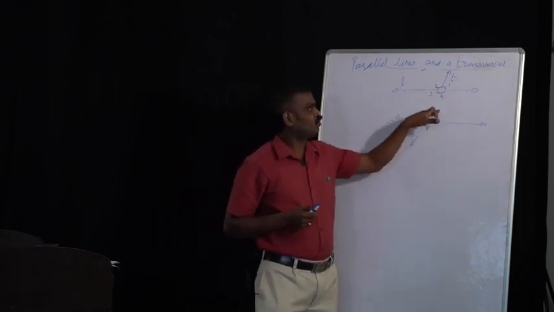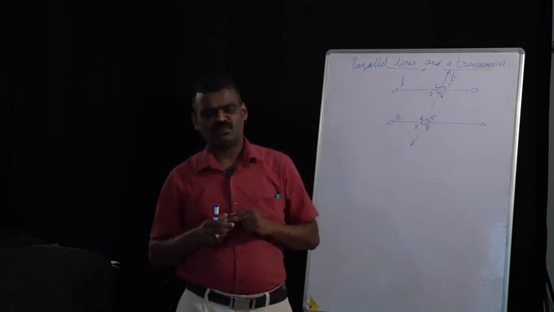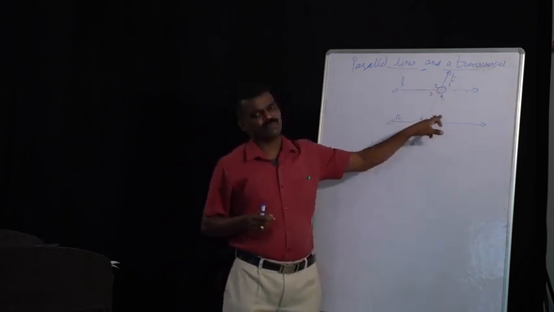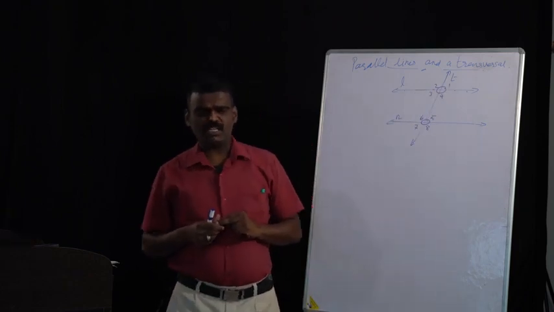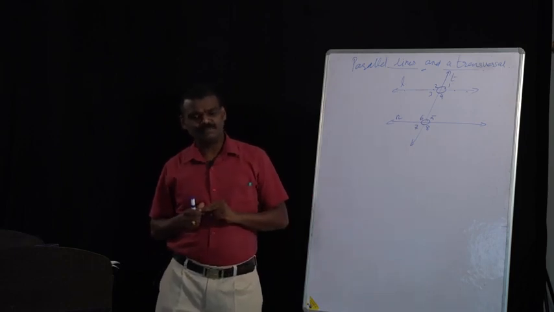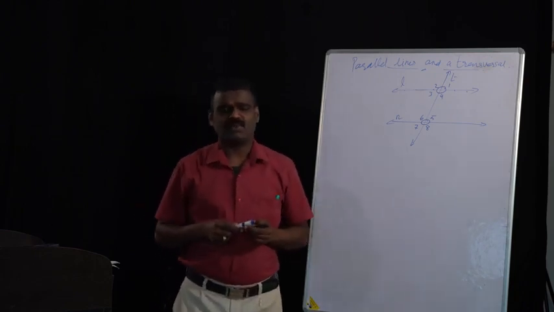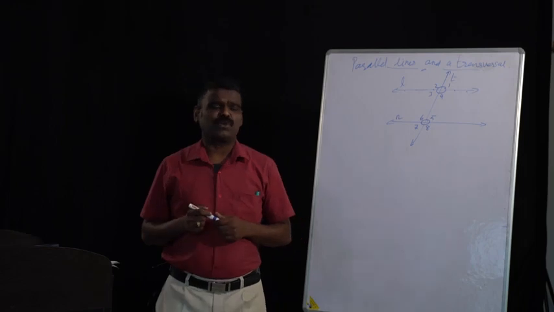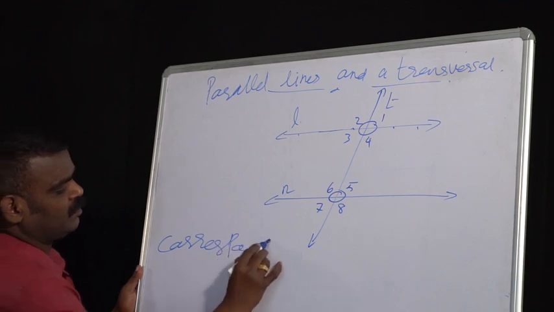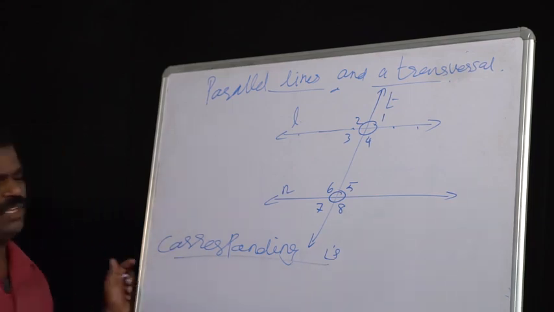That means among these two, 1 and 5 have some relation. That's what we are going to find out. What is the relation? He is the eldest one of the first family, he is the eldest one of the second family. Angle 1 is the eldest one of the first family, angle 5 is the eldest one of the second family. They are called corresponding angles. What is corresponding angles?